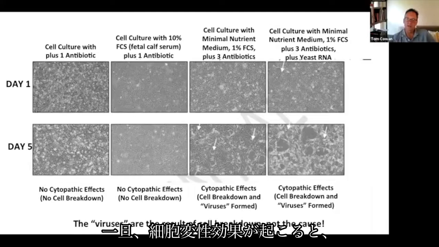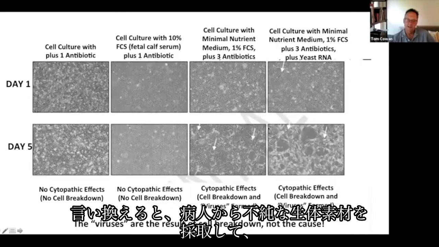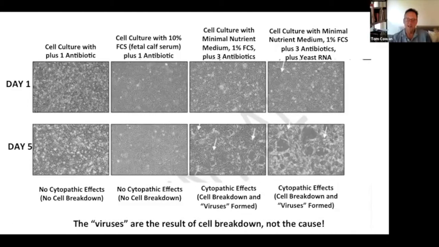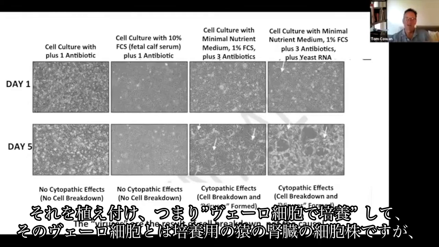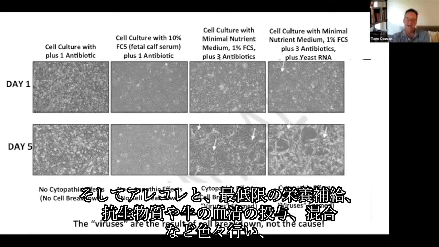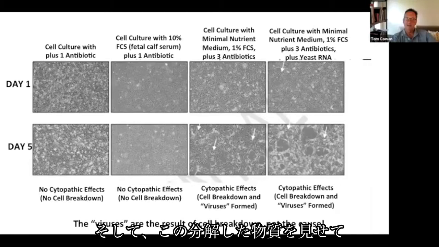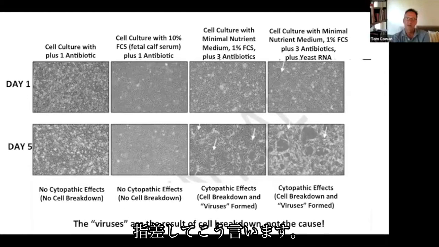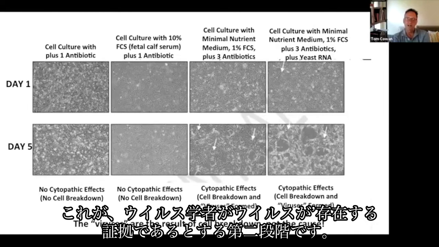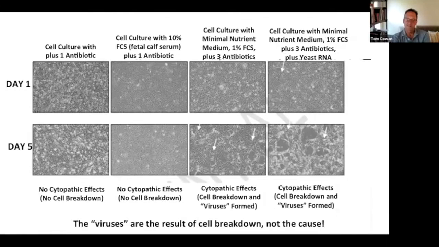Once they have the cytopathic effect, in other words, once they take unpurified material from a sick person, inoculate that, quote, grow it on Vero cells, which are monkey kidney cells, with all the starvation and antibiotics and calf serum and all the rest, then they show you a picture of the breakdown products, and they point and say, here is the virus. So that is the next step in the virologist's proof that a virus exists.